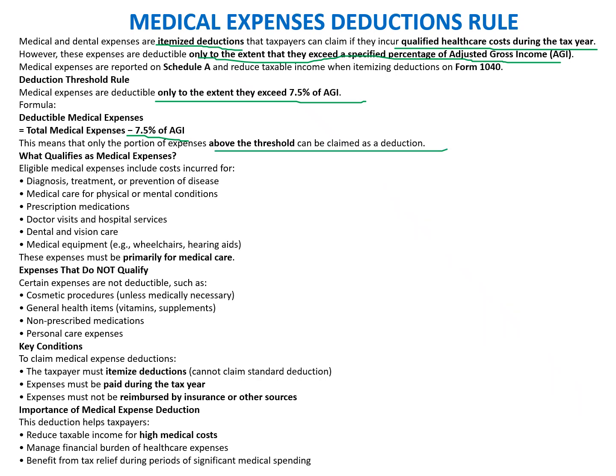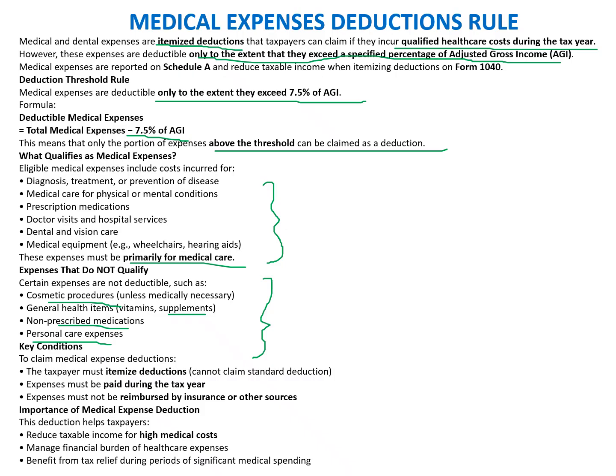What are the qualified medical expenses? Eligible medical expenses are those incurred for the diagnosis, treatment, and prevention of disease, medical care for the physical or the mental condition, prescription medicines, doctor visits and the hospital services, dental and the vision care, medical equipment, etc. So all these are the expenses which are incurred, and these expenses must be primarily for the medical care. Expenses that do not qualify are the cosmetic procedures, general health items like vitamins, supplements, and non-prescribed medications, and the personal care expenses, which are not treated as part of the medical expenses that can be claimed as a part of the itemized deduction.